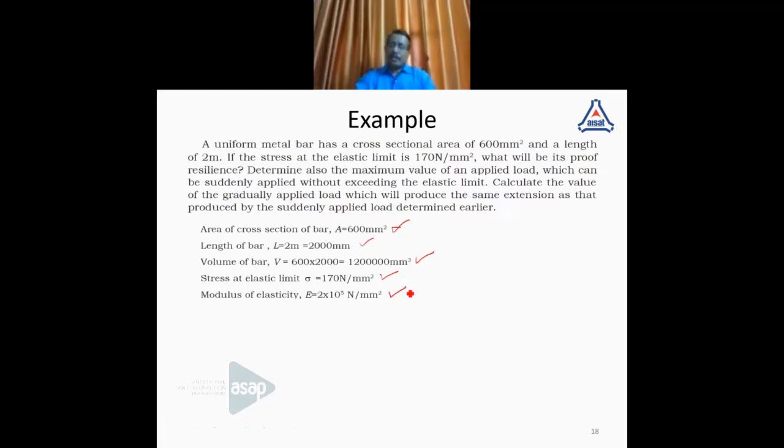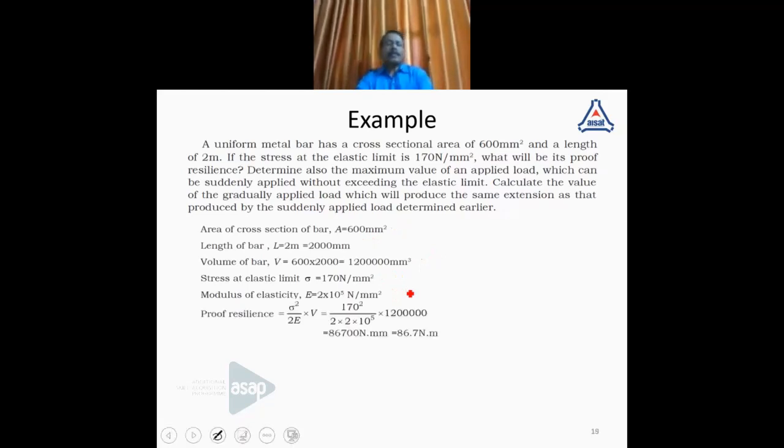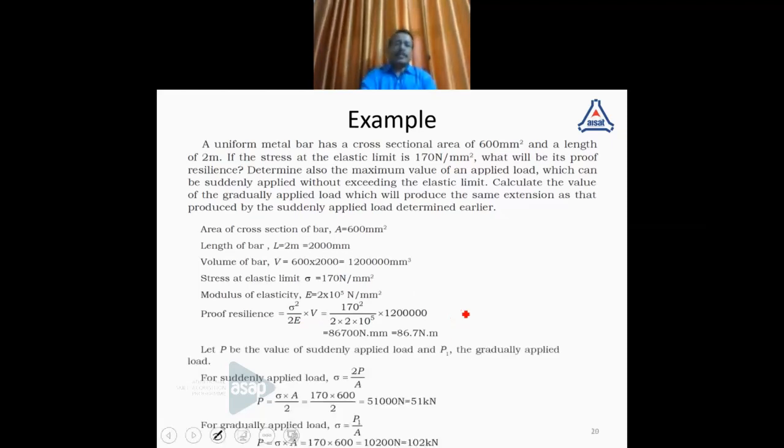And using this, we can determine the proof resilience, sigma square by 2E into the volume. That is one part of the question. Now, if the suddenly applied load is P, P is the value of suddenly applied load and P1 the gradually applied load.